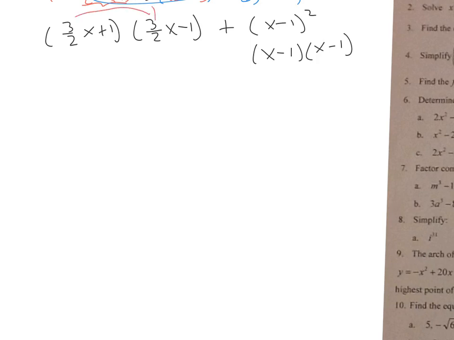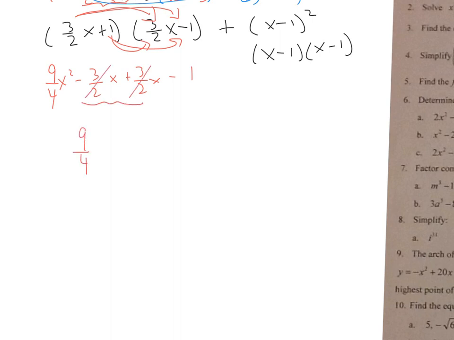You could use your calculator, but when you multiply fractions, you multiply the numerators, you multiply the denominators. So 3 halves times 3 halves would be 9/4 x squared. 3 halves times -1 is -3 halves x. 1 times 3 halves x is positive 3 halves x. And 1 times -1 is -1. So notice that these terms right here, they cancel out because they're opposites. So I have 9/4 x squared minus 1.